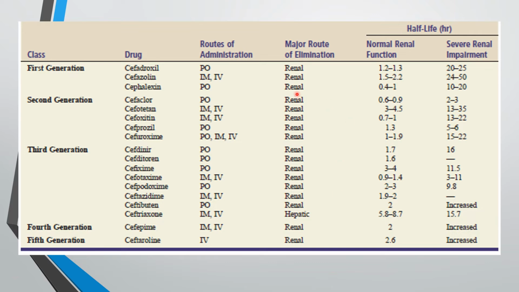For elimination, practically all cephalosporins are eliminated by your kidneys. The exception will be your ceftriaxone. Ceftriaxone is eliminated largely by your liver. And now for the drug interactions: your probenecid delays renal excretion of some cephalosporins and can thereby prolong their effects.